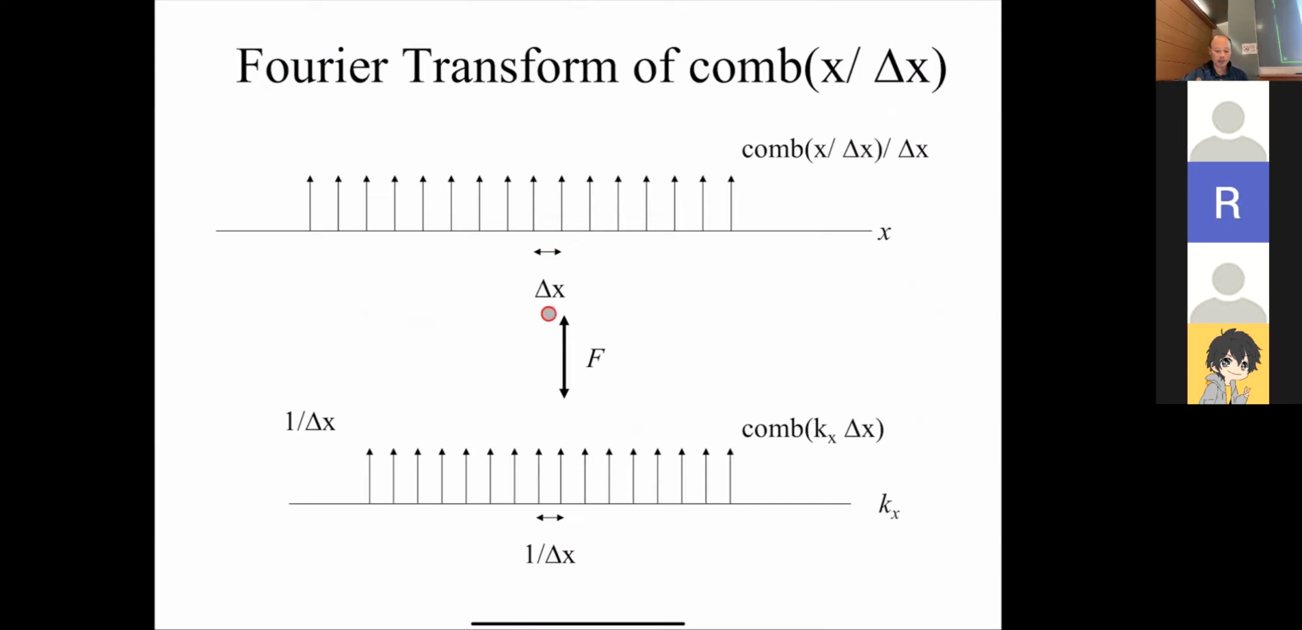So if I make delta x really big, 1 over delta x gets really small. If I make delta x really small, 1 over delta x gets really big. That's all you need to really keep in mind.